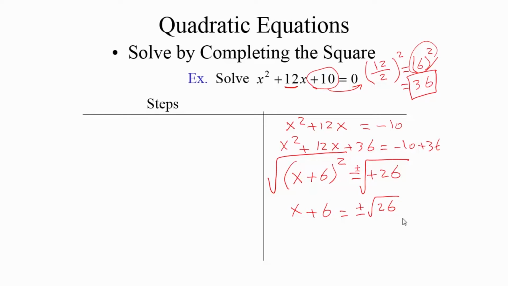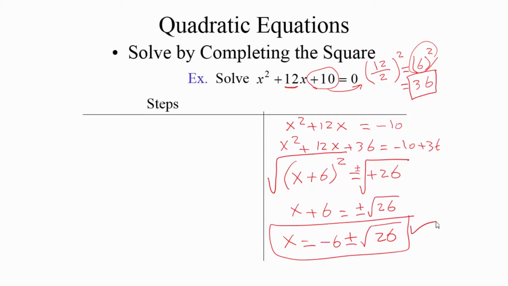Now I take 6 to the other side. X would be equal to, plus 6 goes to the other side, they become minus 6, plus or minus the square root of 26. That is the answer. Actually, again, two answers. One of them is minus 6 plus the square root of 26. The other one is minus 6 minus the square root of 26. That would be the answer to this equation.